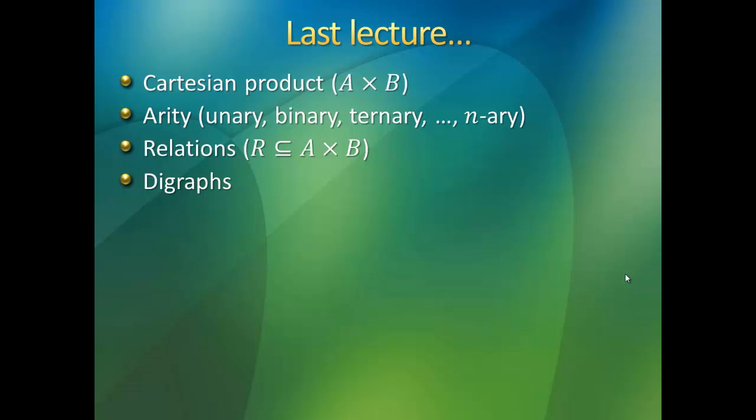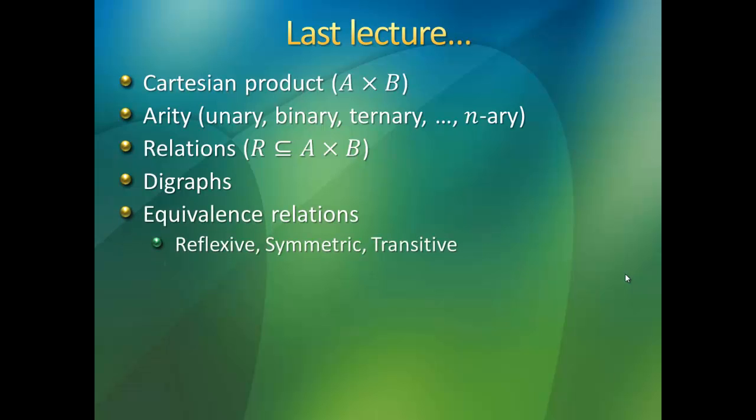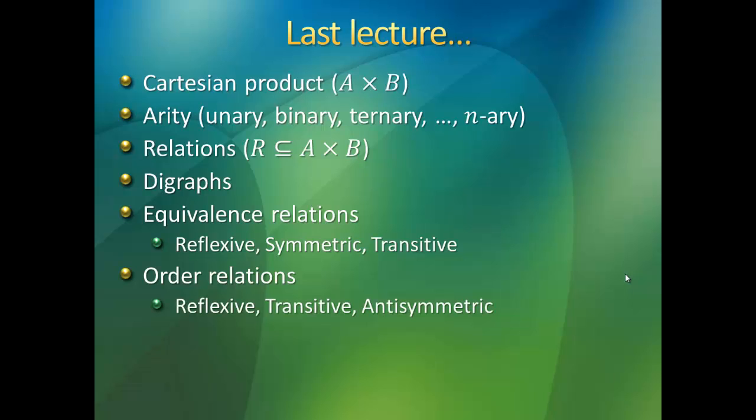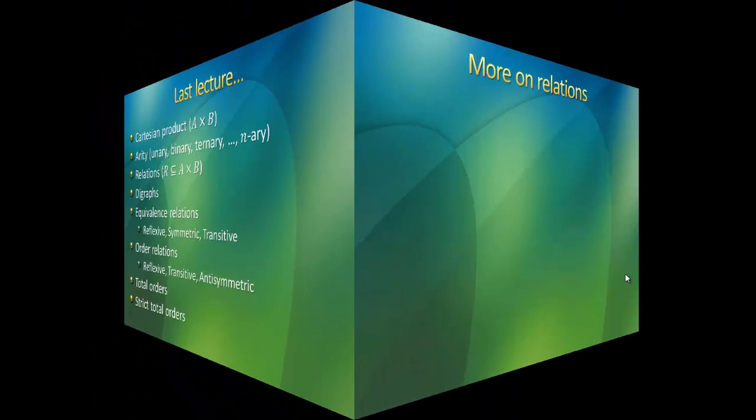We then focused on relations on a single set, of which we were particularly interested in two types: equivalence relations, which show some sort of equivalence between elements and must be reflexive, symmetric, and transitive, and order relations, which establish some sort of hierarchy on the elements, and must be reflexive, transitive, and anti-symmetric. We started with partial orders, then worked our way up to total orders, which let any two elements of a set be compared in some way. And finally, strict total orders, which require that either x is related to y, y is related to x, or x and y are equal. So let's continue our discussion of relations.